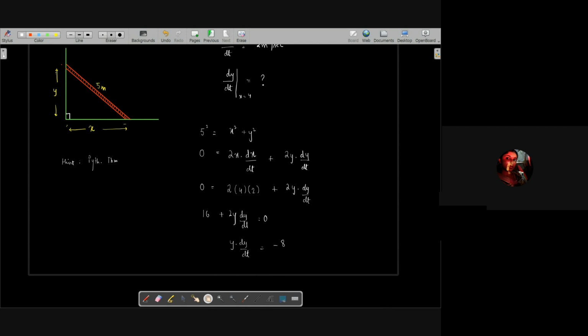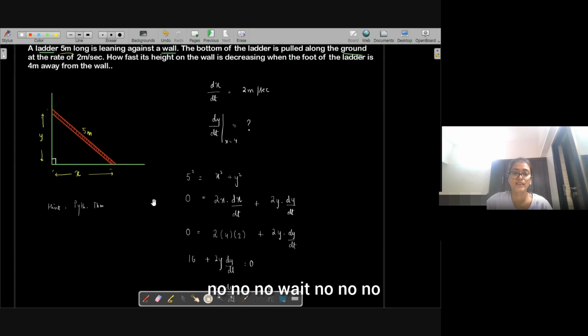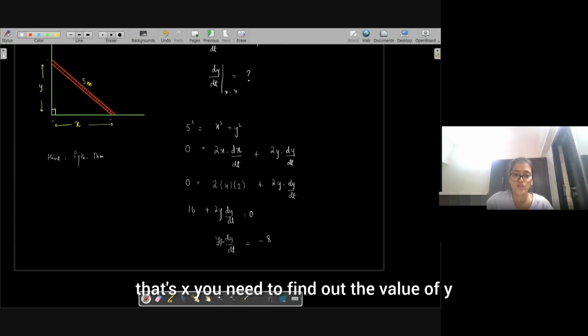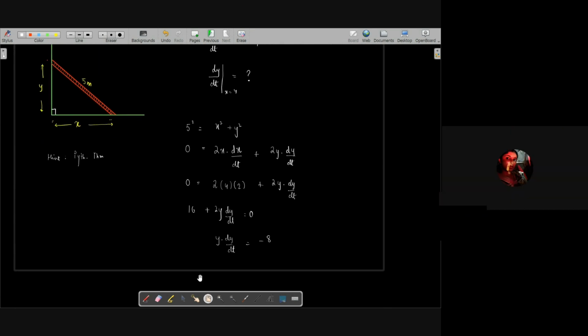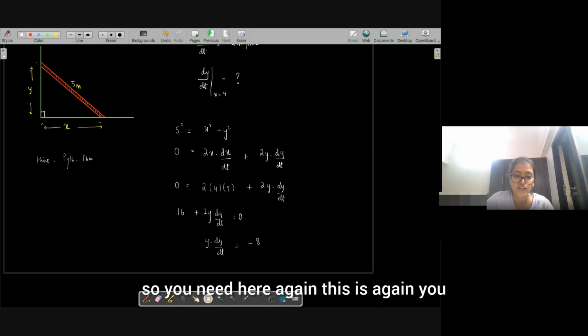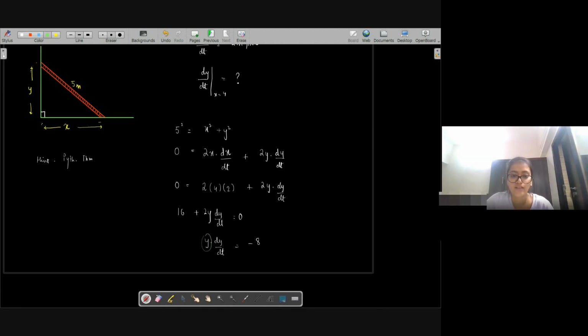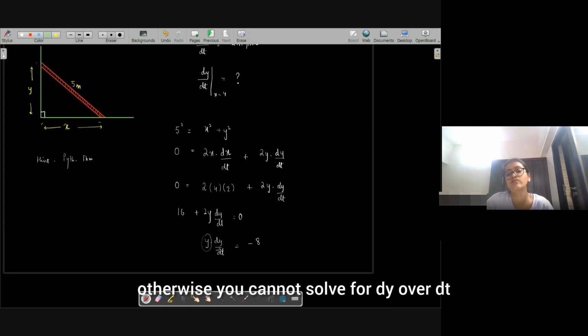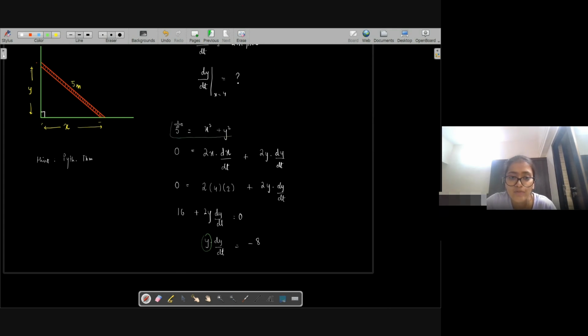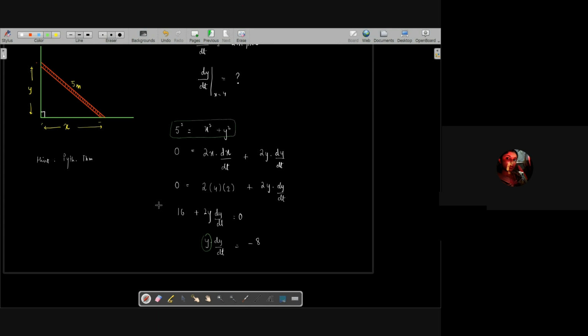Now, it says y is equal to 4? No, no, wait, that's x equal to 4. We need to find out the value of y. You have a twist here: you need to find out the value of y, otherwise you cannot solve for dy over dt. For that, you can use this relationship. So y squared equals 25 minus 16. Very good, y equals 3.